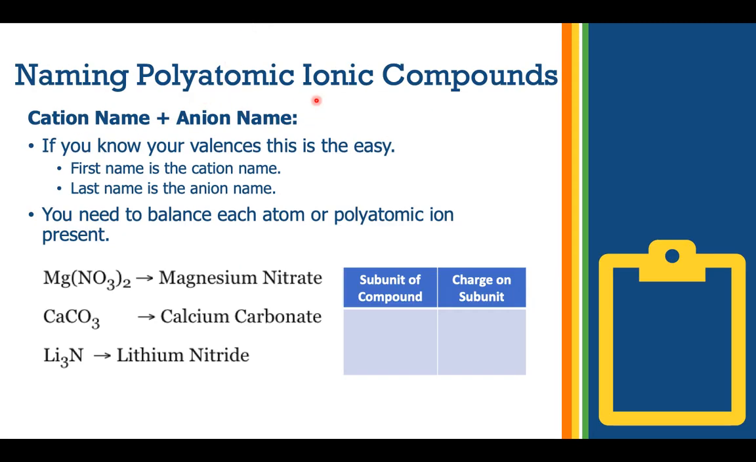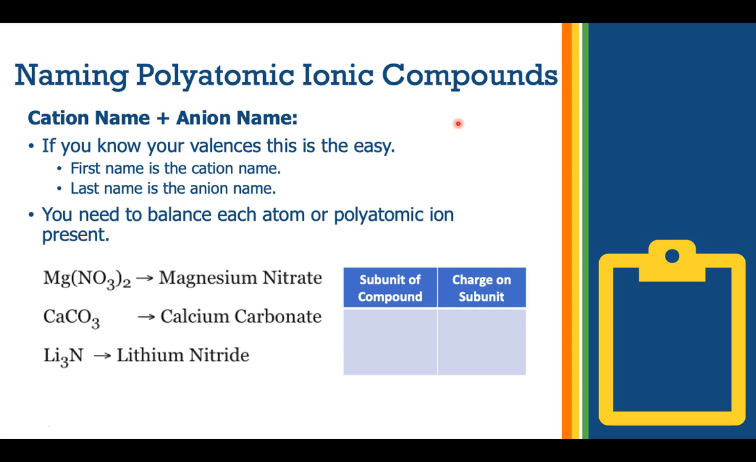So we have naming polyatomic ionic compounds. We have a cation name plus an anion name. If you know your valences, this is easy. Remember, valences are positive to the left of the staircase and negative to the right of the staircase. We're not looking at stock convention anymore, okay? So we're back to just the regular old metals and nonmetals and metalloids. So there's not going to be any Roman numerals used here.